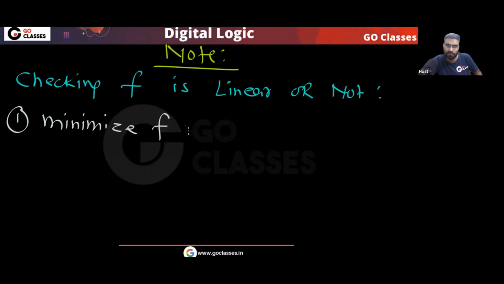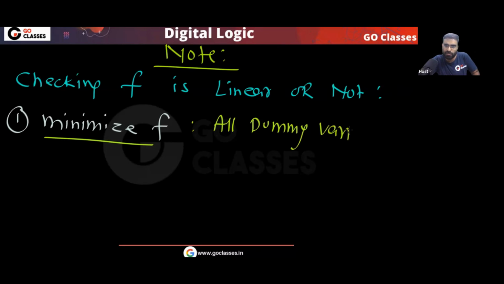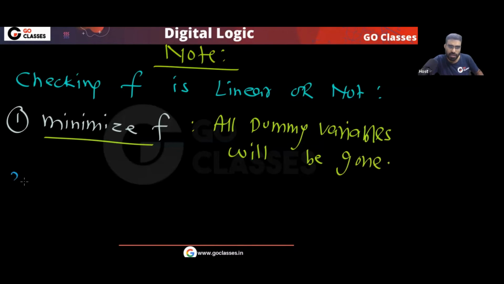First you minimize f. When you minimize f, then basically what will happen? All the dummy variables will be gone. Yes or no? All dummy variables will be gone. Okay.